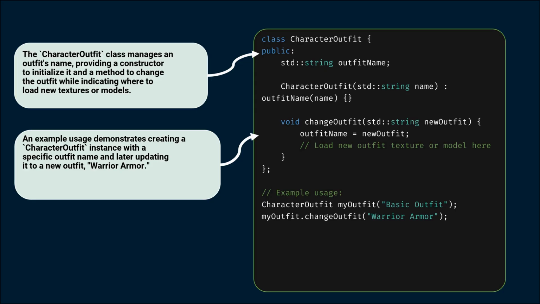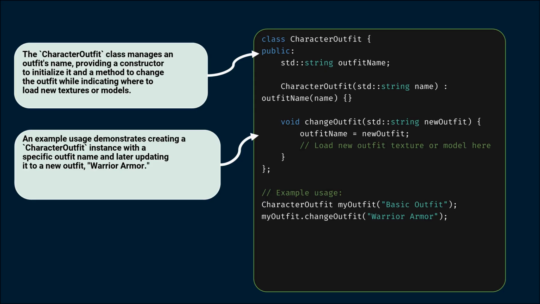When invoked, this method updates the outfit name with a new value, allowing characters to seamlessly transition from one outfit to another. It's essential to consider that this method not only updates the outfit's name, but also acts as a trigger point where developers can load new textures or models specific to the new outfit, enhancing the character's visual appeal. By utilizing the Character Outfit class, players can enjoy a richer customization aspect, deeply engaging them in the game world.